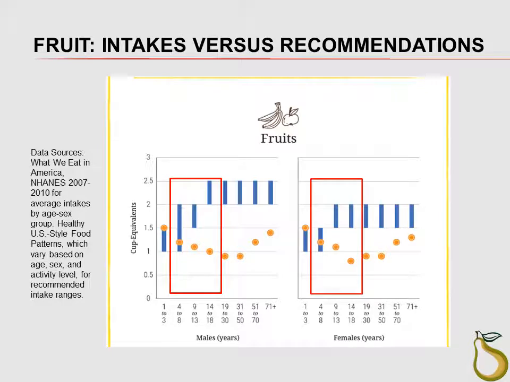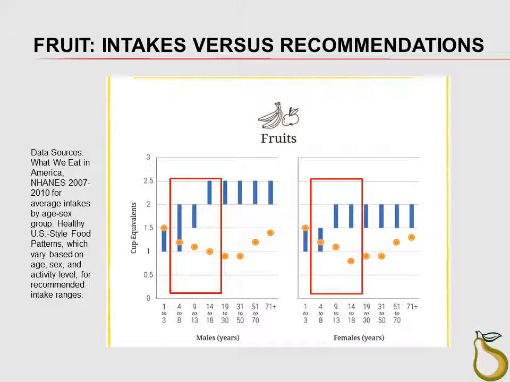Most foods and healthy eating patterns should come from food groups such as fruits, vegetables, whole grains, lean protein, and dairy. However, you will see that average intakes in these food groups are far lower than the amounts recommended in the healthy U.S.-style eating pattern.